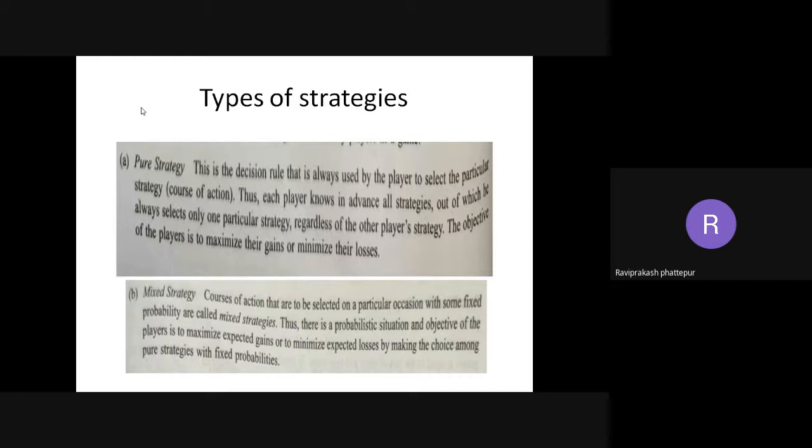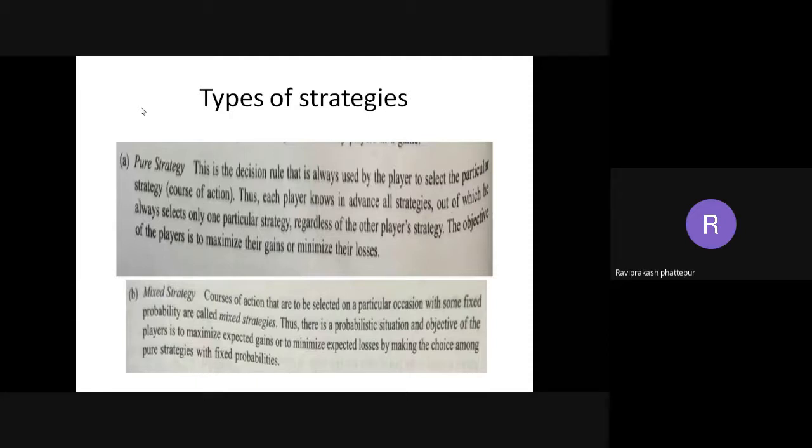Coming to mixed strategy, courses of action that are selected on a particular occasion with some fixed probability are called mixed strategies. So in a mixed strategy, we'll have probabilities. Based on what the other person is doing, I am taking the action. So this is a mixed strategy. For example, he does something, so what is the probability of me exactly countering it and gaining the profits? So probability is involved, and the strategy might change based on what the other person is doing.